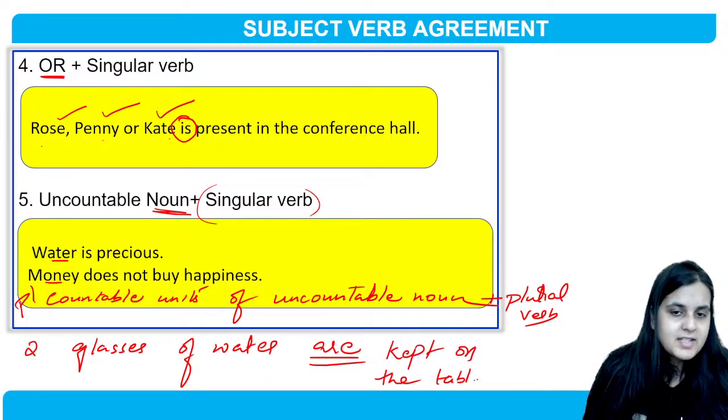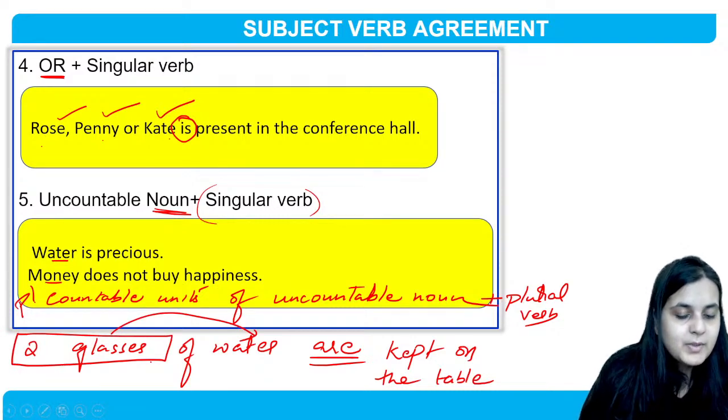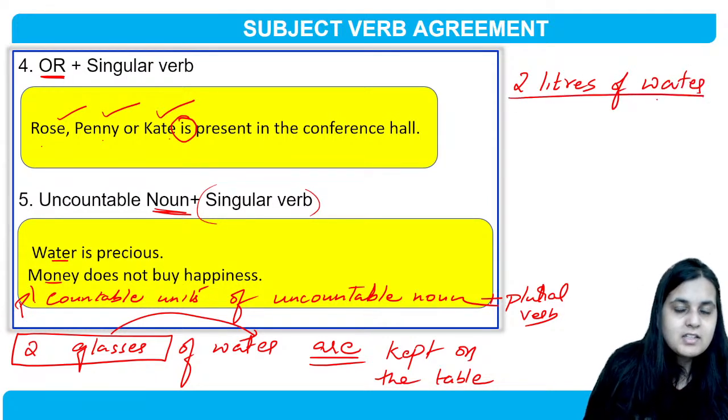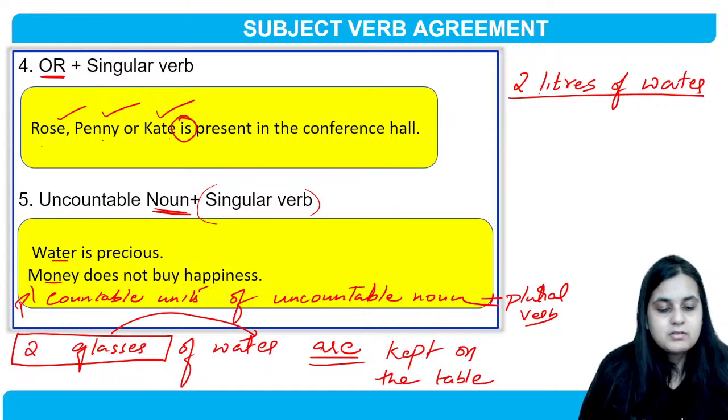Because here what decides the verb is not water. It is this, two glasses of water. Clear? Did all of you understand this? But now, suppose I give you two liters. Okay, two liters of water. Will you treat this as singular or will you treat this as plural?